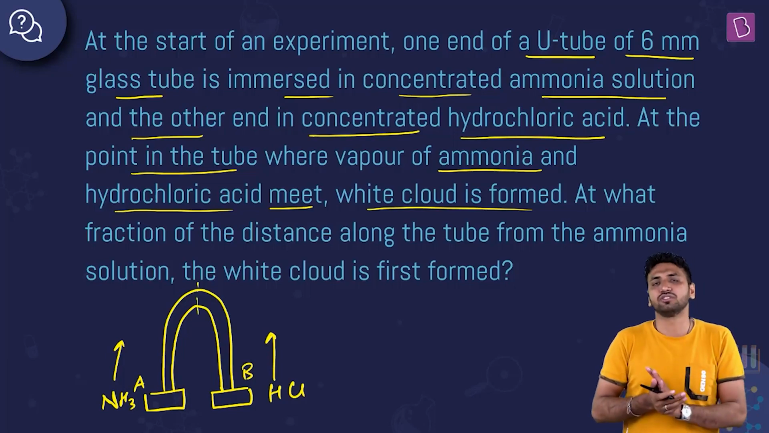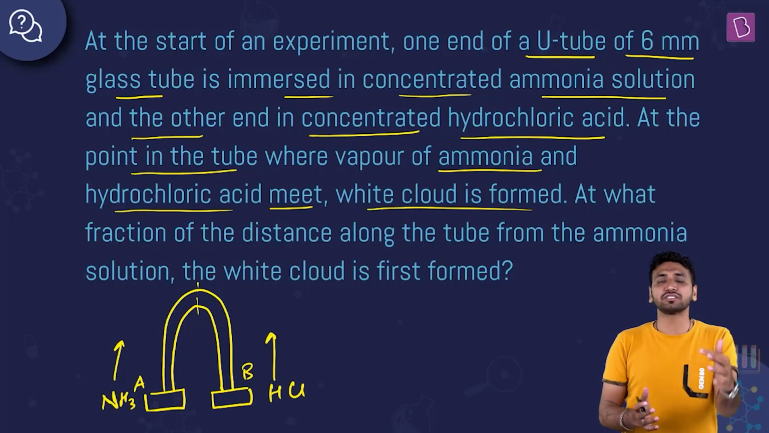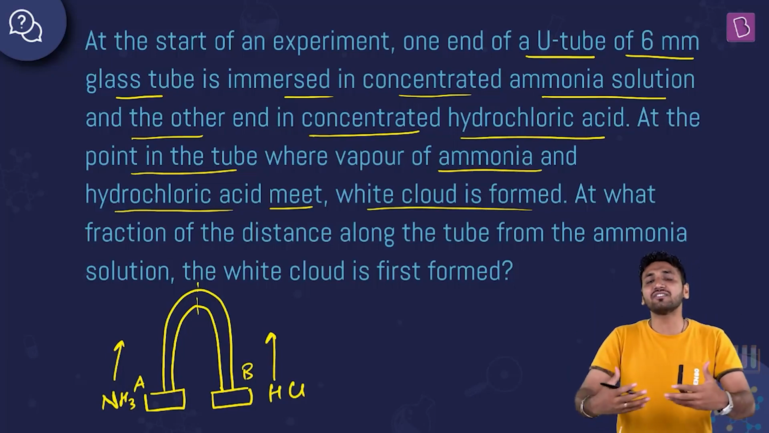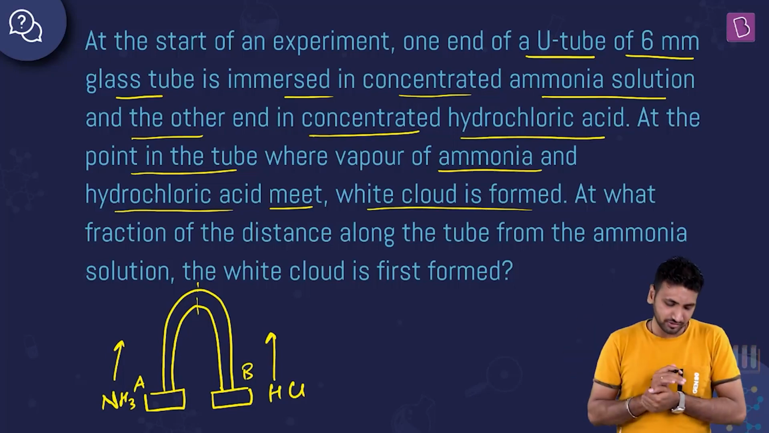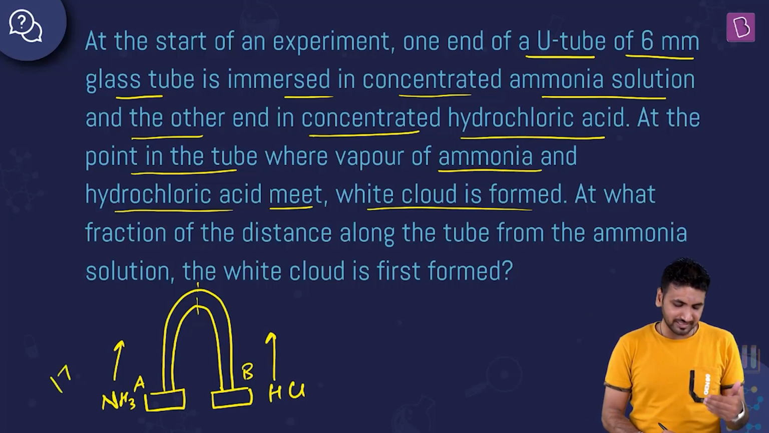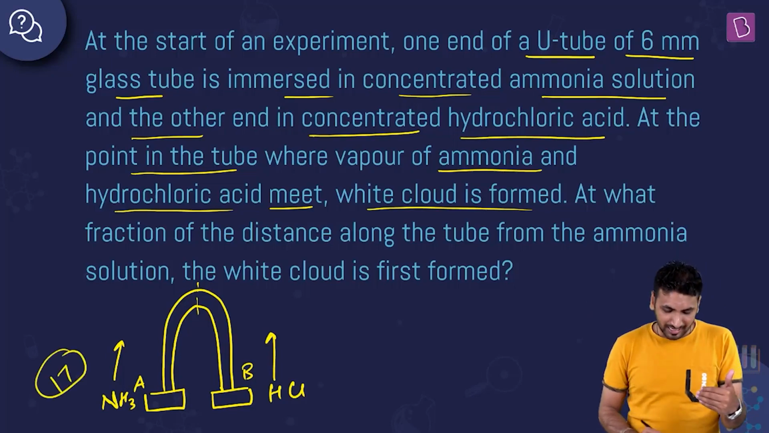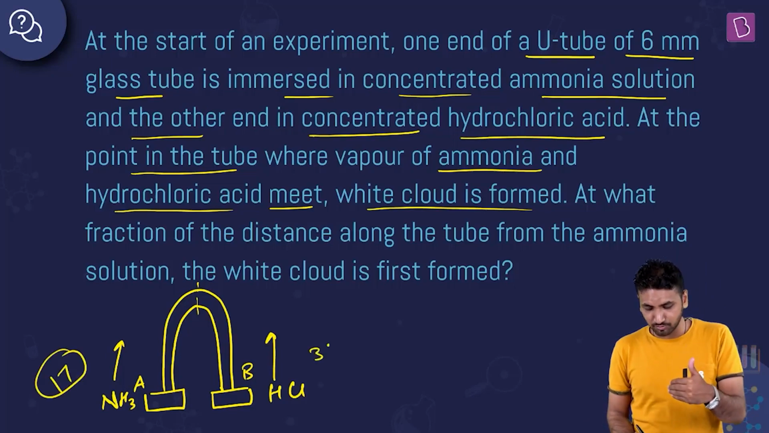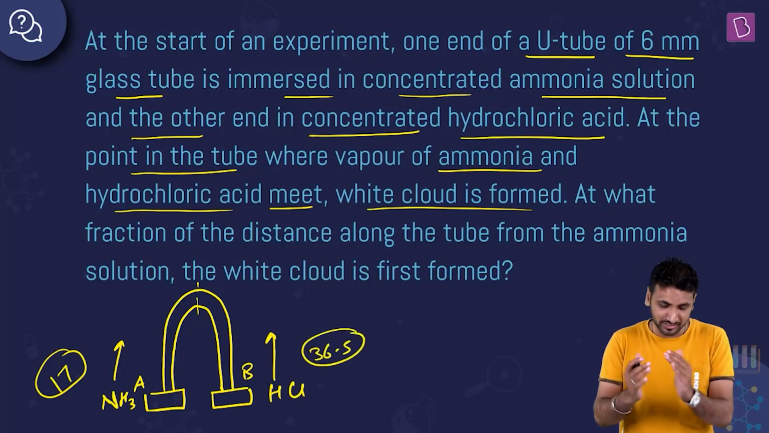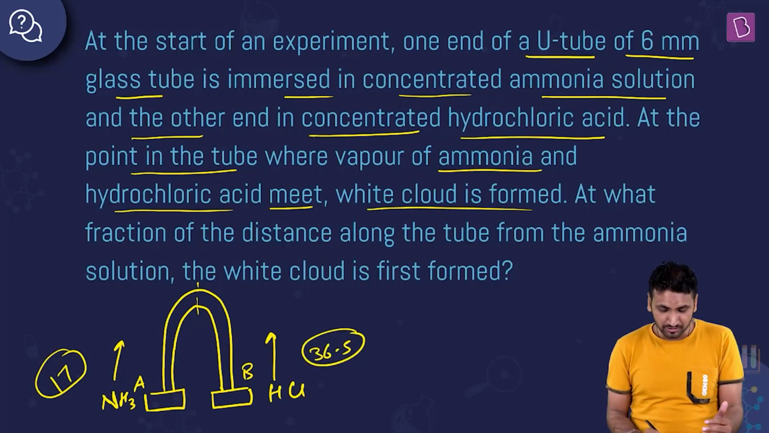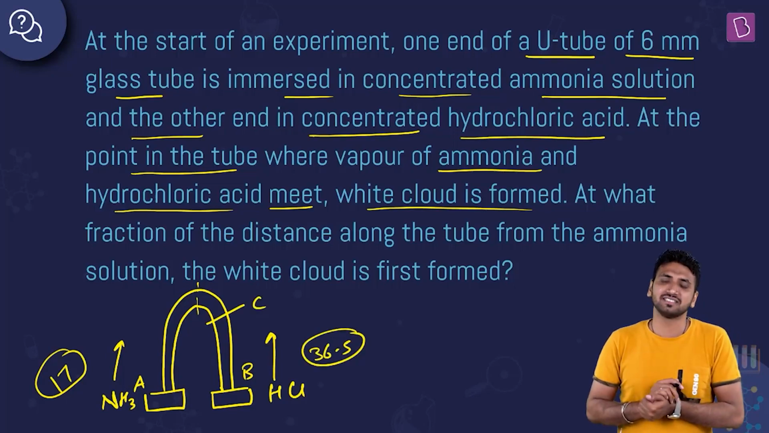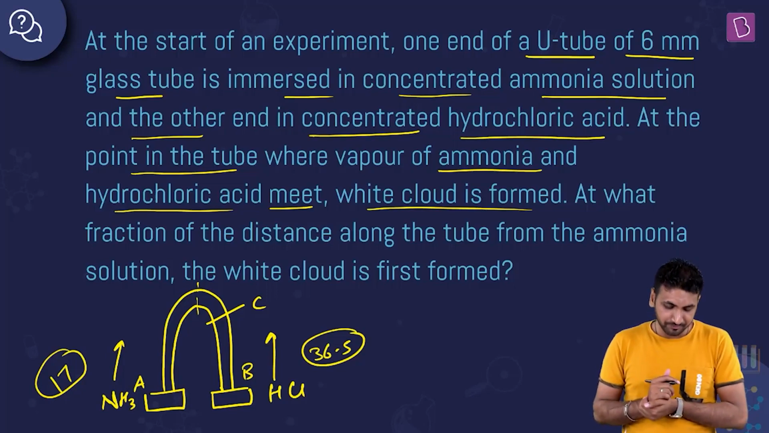No, not exactly. Why? Because ammonia and HCl, they have different molar mass and their rate of diffusion is going to be different. So if I just see that way, ammonia is like 14 plus 3, 17 gram per mole, and HCl is like 36.5 gram per mole. So HCl is higher in molar mass, so HCl is going to move slowly. So I can say that point C will be somewhere close to HCl, somewhere close to point B.